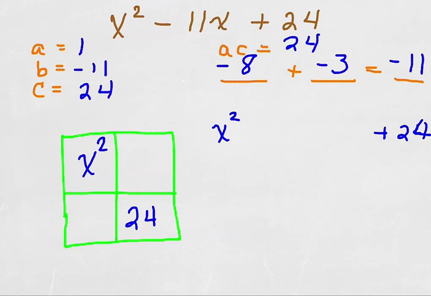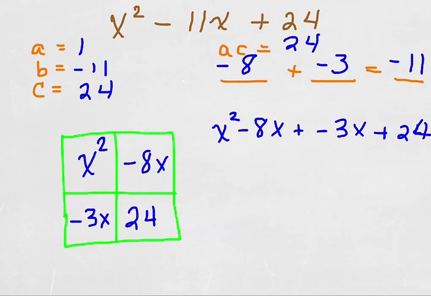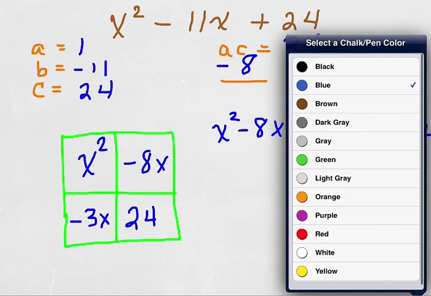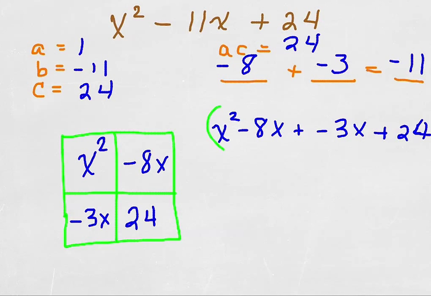Now what I'm going to do with the negative 8 and the negative 3 is I'm going to say that I know that negative 11x can be changed into negative 8x plus negative 3x. And I can do the same thing if I'm going to be using grouping instead. Now that I actually have my groups, I'm going to add my parentheses.